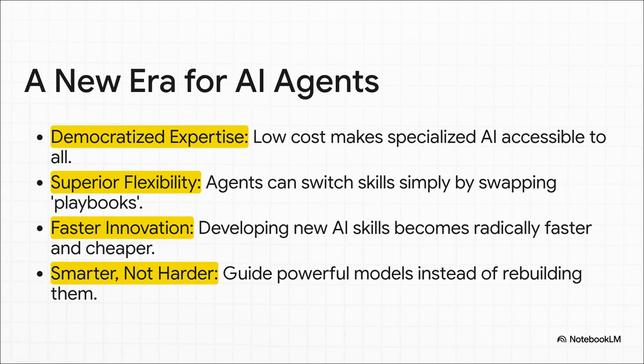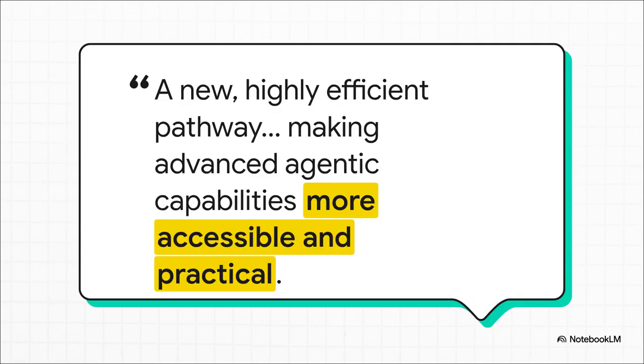We get this incredible flexibility. Just swap a playbook for a new skill, and that speeds up innovation like crazy, because trying a new idea is no longer a $10,000 gamble. It's about working smarter, not harder, guiding our best models instead of constantly performing brain surgery on them. The researchers themselves really say it best. They've created a new, highly efficient pathway that makes all these advanced AI capabilities more accessible, and this is the key part, more practical for solving problems out in the real world.